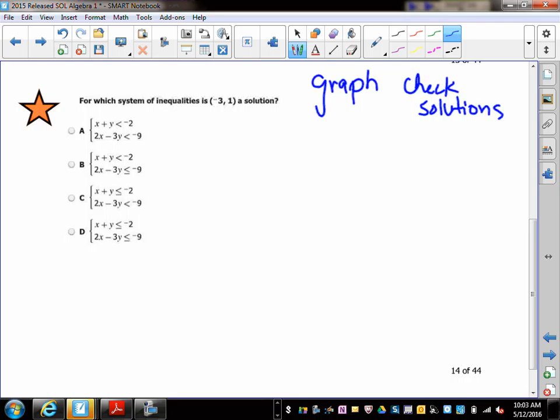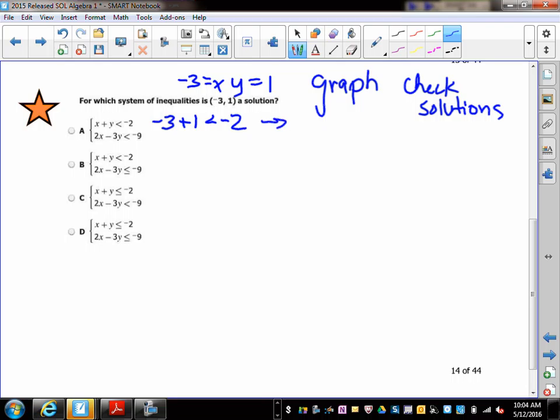Alright? Since it gave us solutions, I'm going to first check those to see which one works. So this is my x value, this is my y value. So x is negative 3, y is 1. And we're going to take each of these and put it into our equations. It has to satisfy both equations in order for it to work. Alright? So when I put this in, I have negative 3 plus 1 is less than negative 2. Is that true?